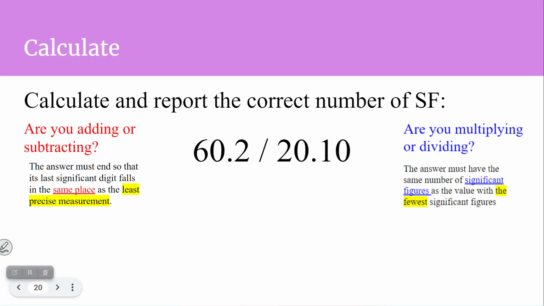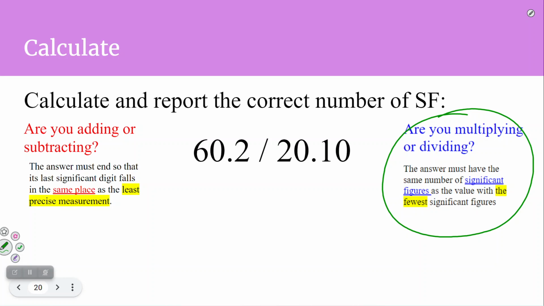Here we have calculate and report the correct number of significant figures. In this case, what are we doing? Are we adding, subtracting, or multiplying, dividing? Right, we are dividing. So we're not needing to worry about the adding and subtracting rule, because remember, that's different from the multiplying and dividing rule. We're rounding our answer to have the same number of sig figs as the value with the fewest sig figs. Just like I said earlier, we'll pretend that both of these are measurements.